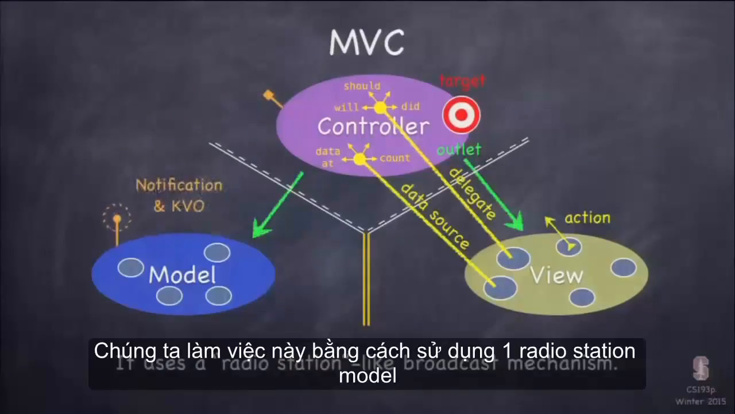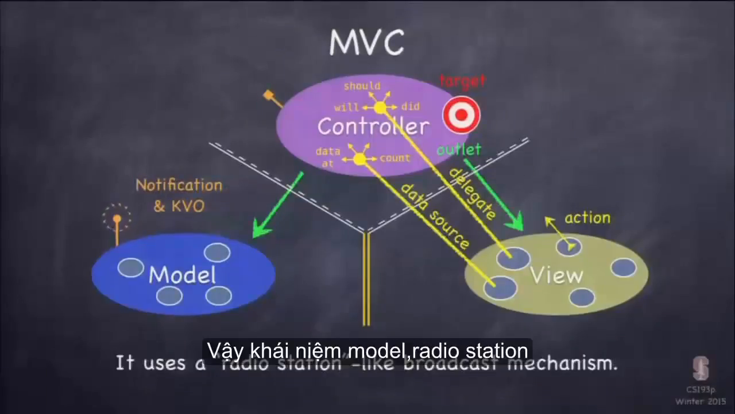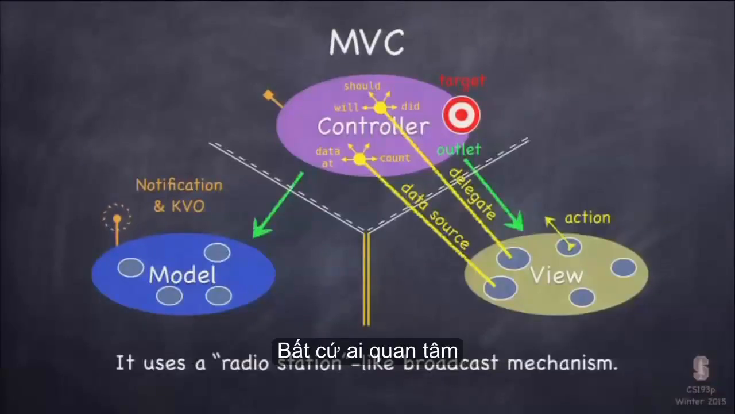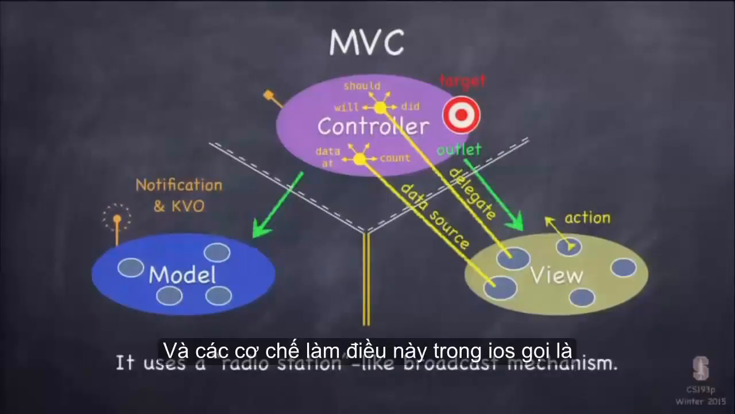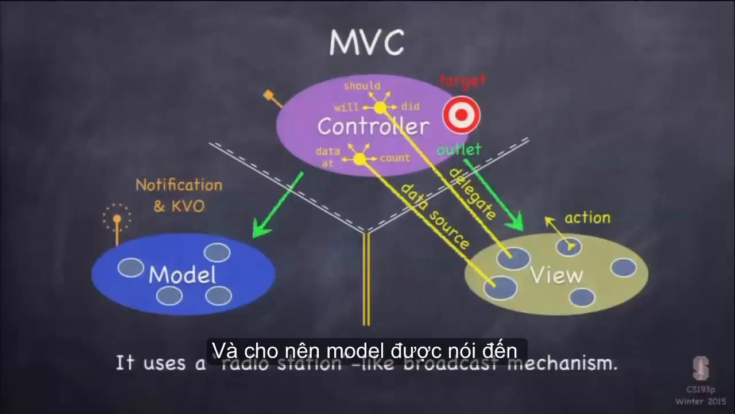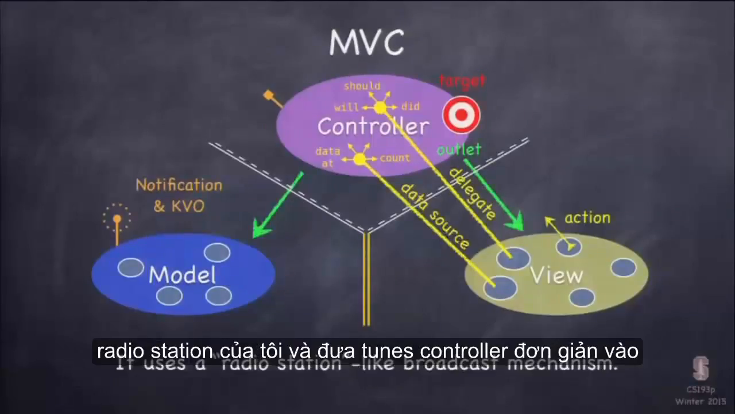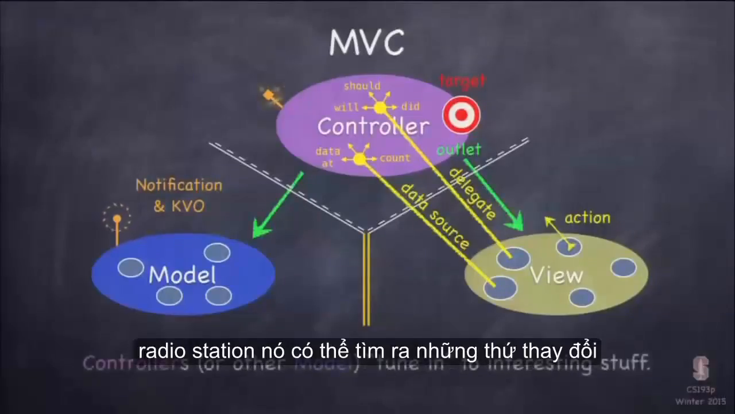We do that using kind of a radio station model. The model will use this concept to essentially broadcast information to anyone who's interested. The mechanisms for doing this in iOS are called notification and key value observing, KVO we call it. So the model can just say, anytime something changes in my model, I'm just going to broadcast on my radio station. And then the controller simply tunes into that radio station, and it can find out things are changing.